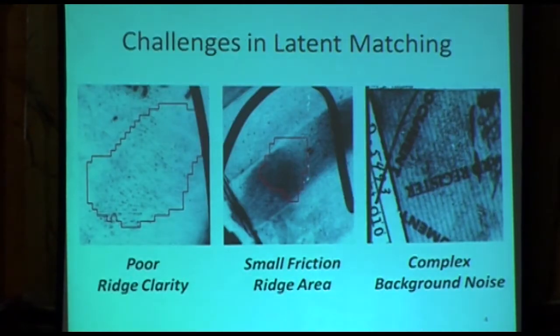Let's see some of the challenges in latent fingerprint matching. To the left, you can see an image which has poor ridge clarity. You are not able to see the ridge-valley patterns very clearly, so it's really difficult to match such images. The next image has a very small friction ridge area, so again, it's a big challenge to match. But the most complex thing, I would say, is the background noise, in the image to the right, which has such a difficult background that it's really difficult to match the image. So these are some of the challenging aspects of the problem.